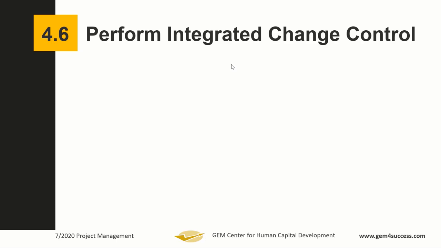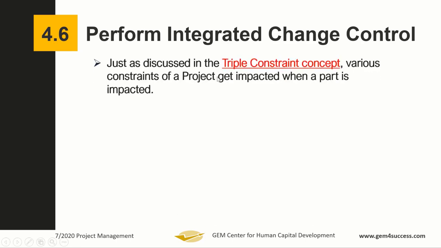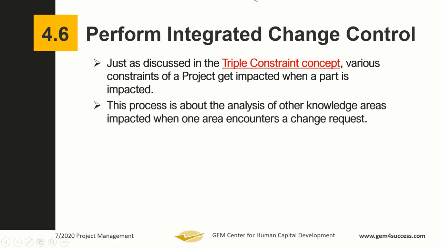So just as you have the triple constraint concept, various constraints of a project are impacted when a part is impacted. Remember triple constraints. We had a discussion of costs, which is the budget, the scope, and then the schedule of a project, such that we said when one is impacted, others are liable to also be affected. So you cannot increase the scope of a project without affecting the budget of the project or the schedule of the project. So perform integrated change control is all about analysis.